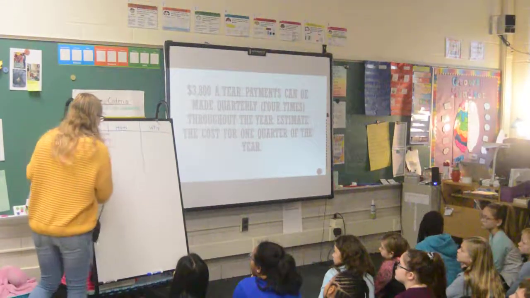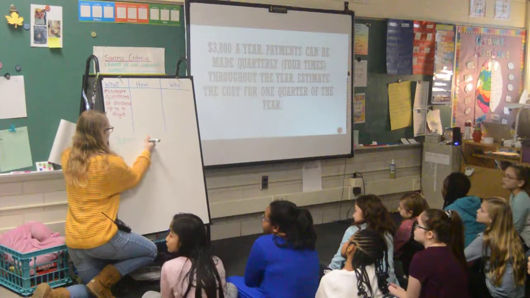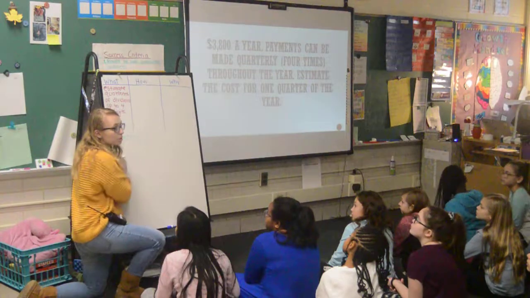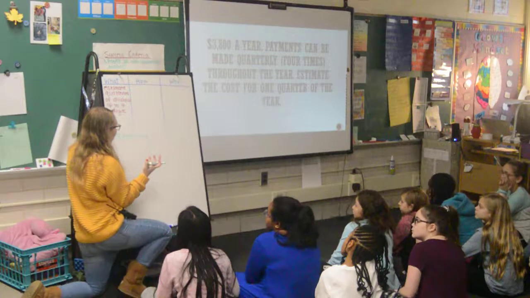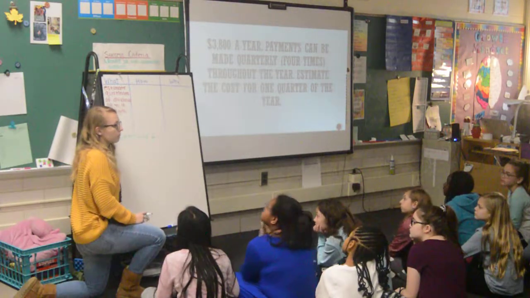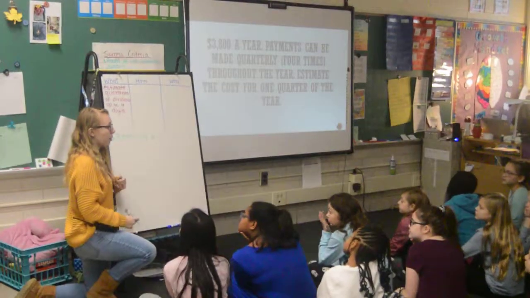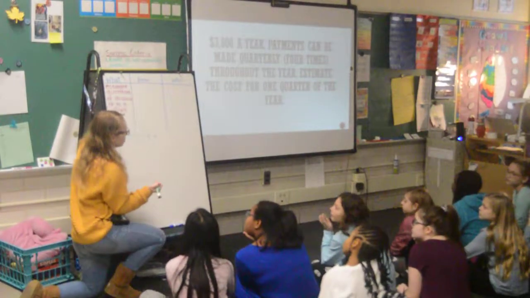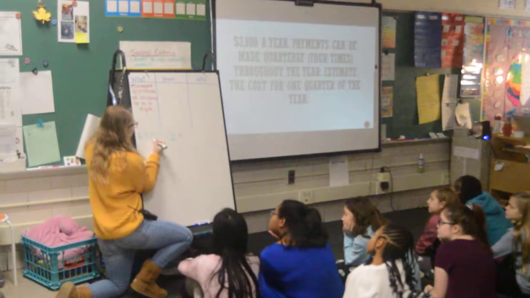And I'm going to keep my dollar sign here, so I remember that I am using dollars in this. I'm trying to find the amount of money that I'm paying. So I'm going to talk you through how I would solve this so that you have something to go off of when you're working on our problem today. So I know that I am estimating, so I'm looking for my basic fact.